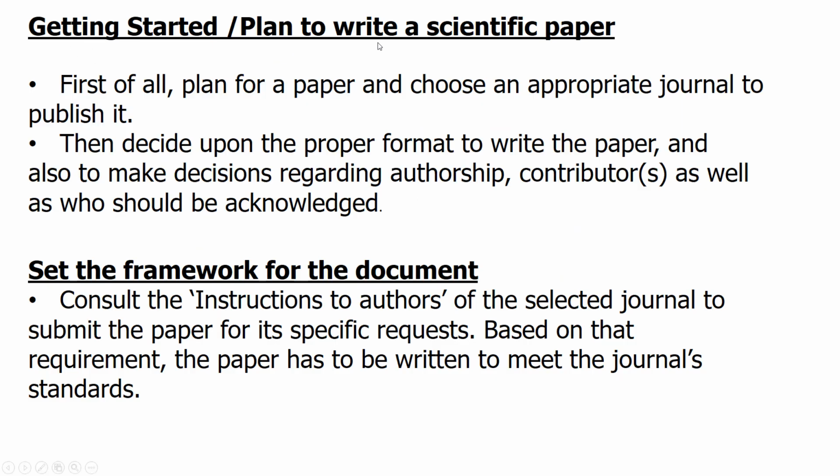Getting started, plan to write a scientific paper. First of all, you plan for a paper and choose an appropriate journal to publish it in. Then decide upon the proper format to write the paper, and also to make decisions regarding authorship, contributors, as well as who should be acknowledged.